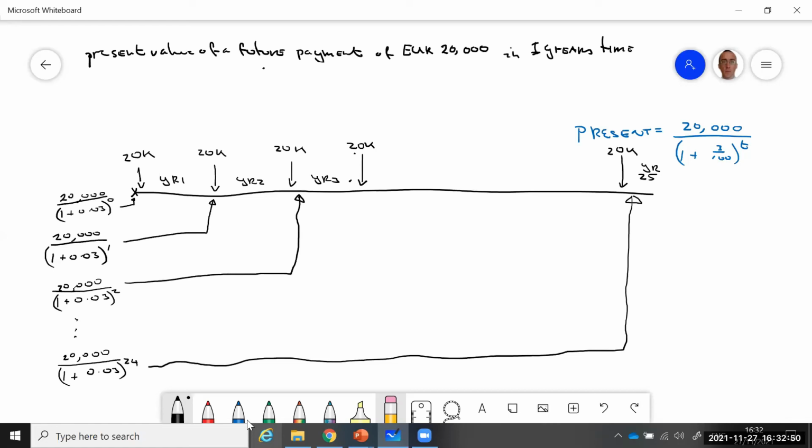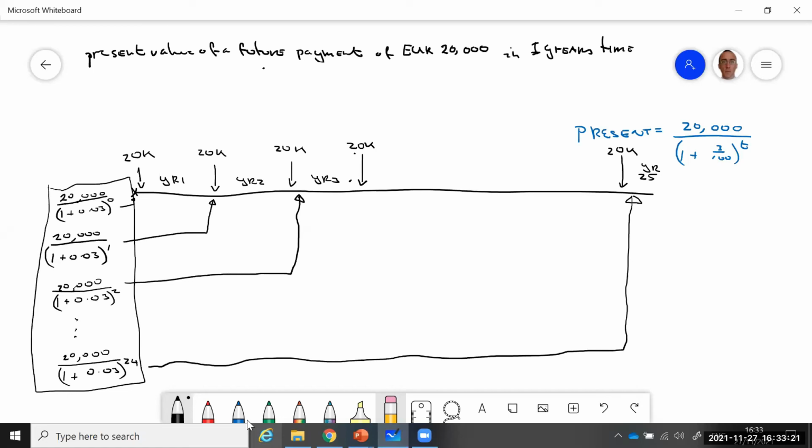So the pension pot that he should have on the day he retires is the sum of all these individual present values. So there's one present value for each of the intended future values. And the sum of the pension pot is the sum of all the present values. So the question then is, well, what is the sum of all these present values?